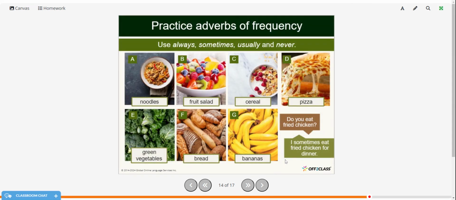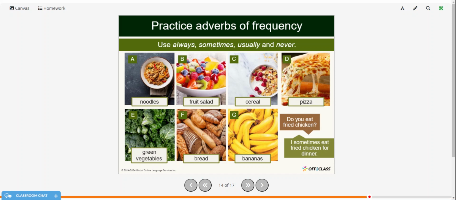All right, we want to practice using the adverbs of frequency: always, sometimes, usually, and never. So if I said, do you eat noodles? Then you would answer, I always eat noodles, I sometimes eat noodles, I usually, or I never eat noodles. So practice answering these questions aloud.